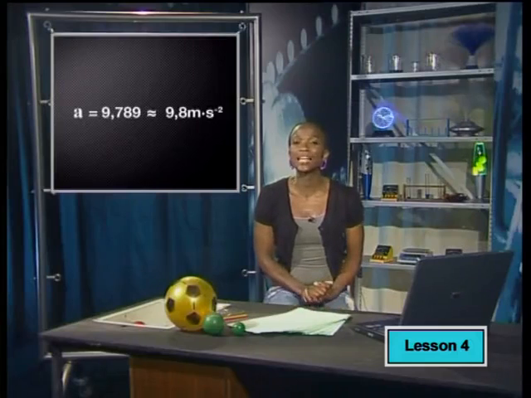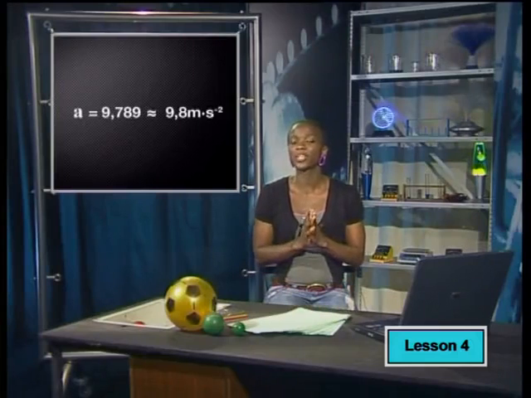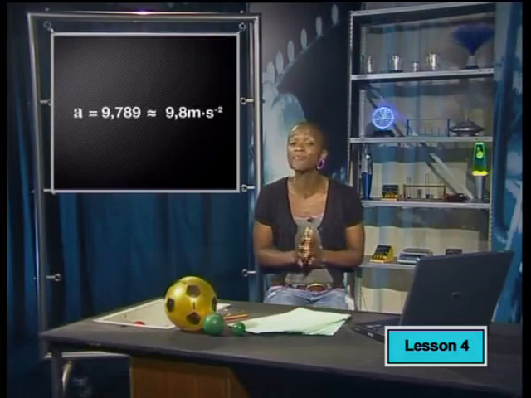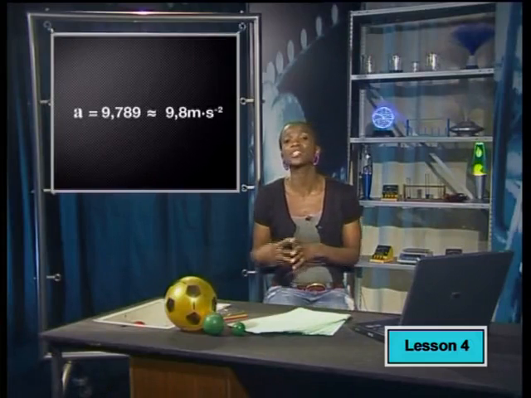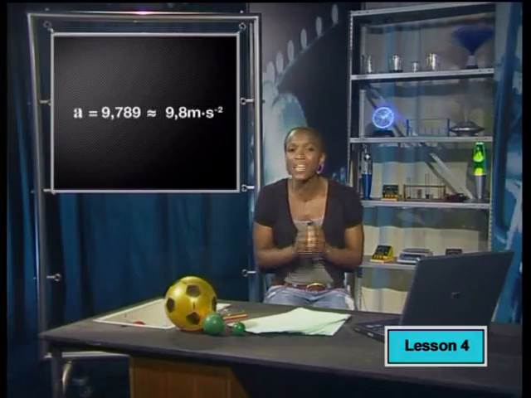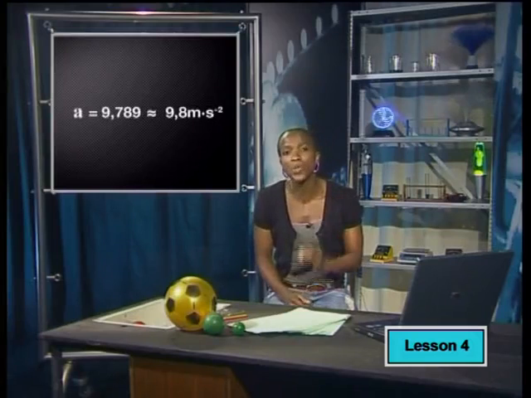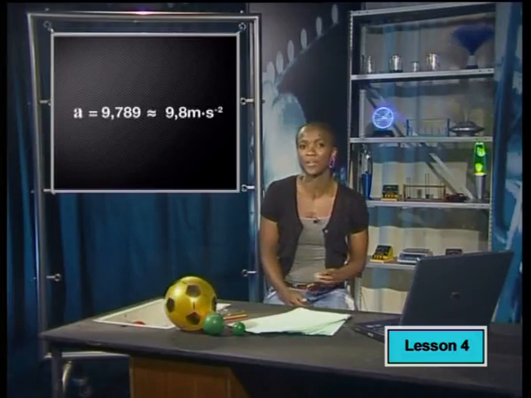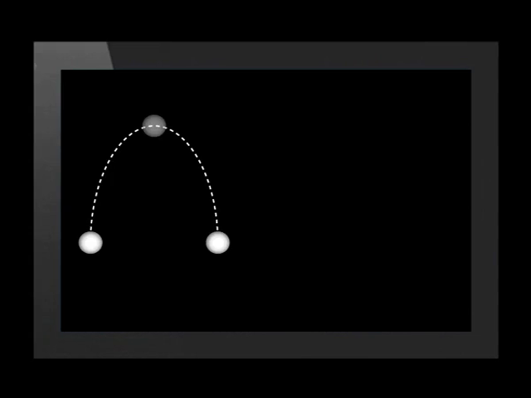Now we have seen that when a ball is thrown up, it will experience an acceleration of 9,8 meters per second squared, acting downwards. It will return to its original position at the same velocity that it was thrown, but in the opposite direction. Now, what if we want to calculate the ball's velocity at its highest point?